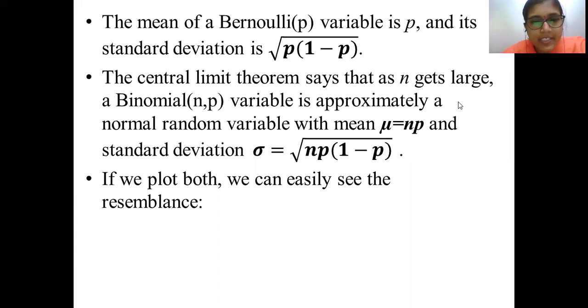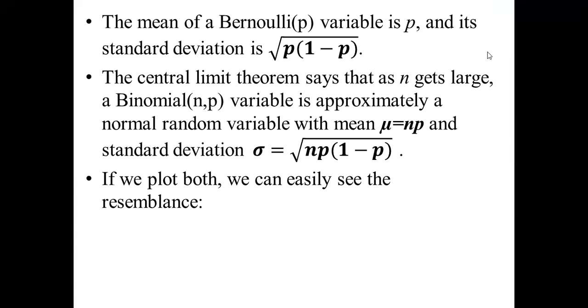The central limit theorem says that as n gets large, a binomial n, p variable is approximately a normal random variable with mean mu equal to np and standard deviation sigma equal to the square root of np times 1 minus p. So this is my mean in terms of the binomial, and this is the sigma value, the square root of np times 1 minus p.